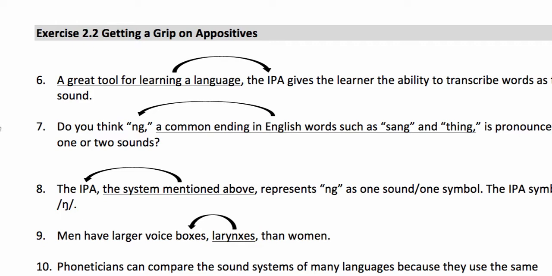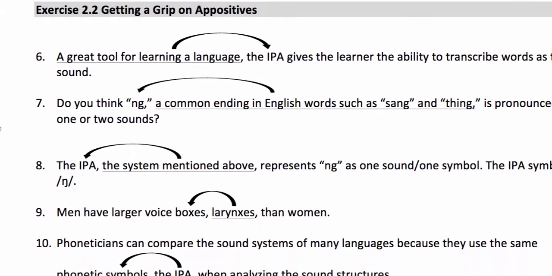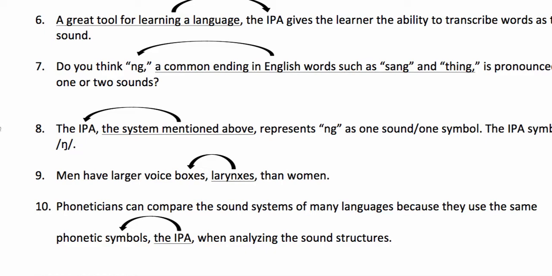Number 9, men have larger voice boxes, larynxes. So larynxes equals voice boxes. It's just additional information, so again set apart by commas. Number 10, the IPA referring to phonetic symbols.